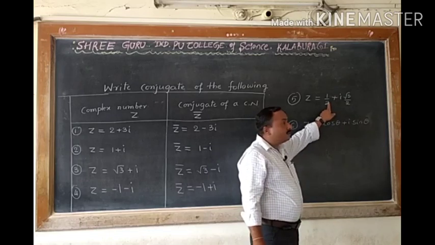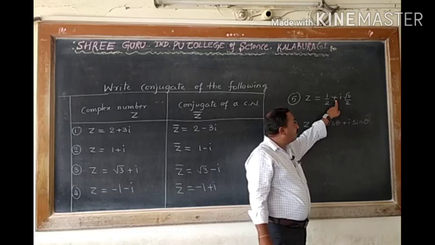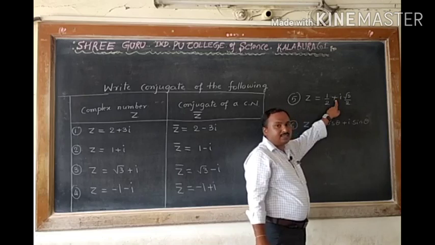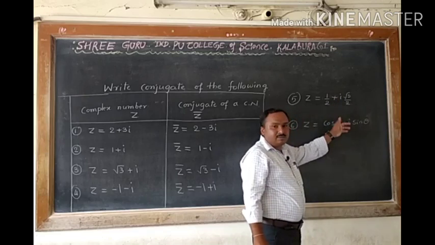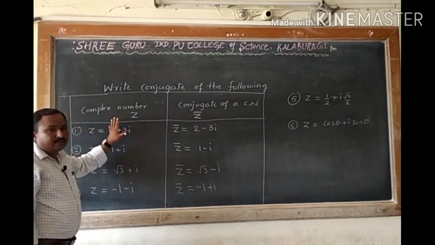Write its conjugate: real part as it is, change the sign of the imaginary part. Plus becomes minus, that is the conjugate. Here plus becomes minus, that is the conjugate. Any doubt in this case?